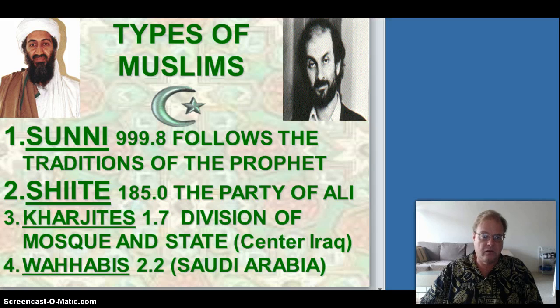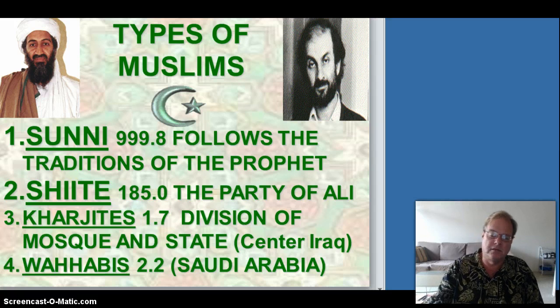Wahhabis, which we'll be discussing as well later on, are found basically in Saudi Arabia. They are the Sunnis, and the Wahhabis are the ones that you hear most about in the news, whereas the Sunnis are a little bit more quiet. We'll be discussing the breakdown as each one of them develop within the religion itself.